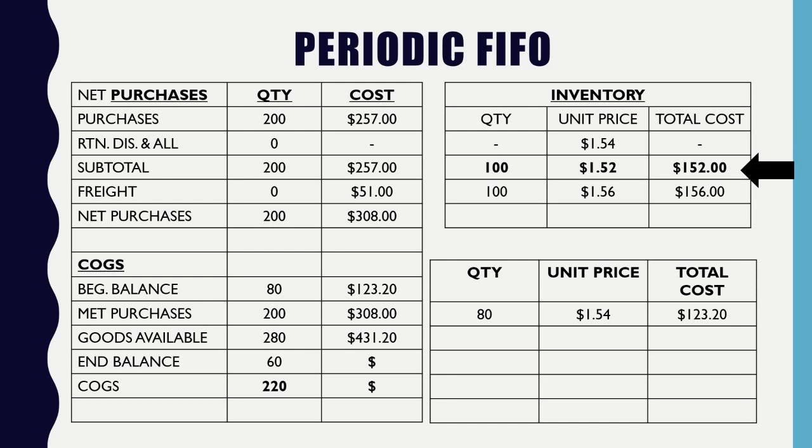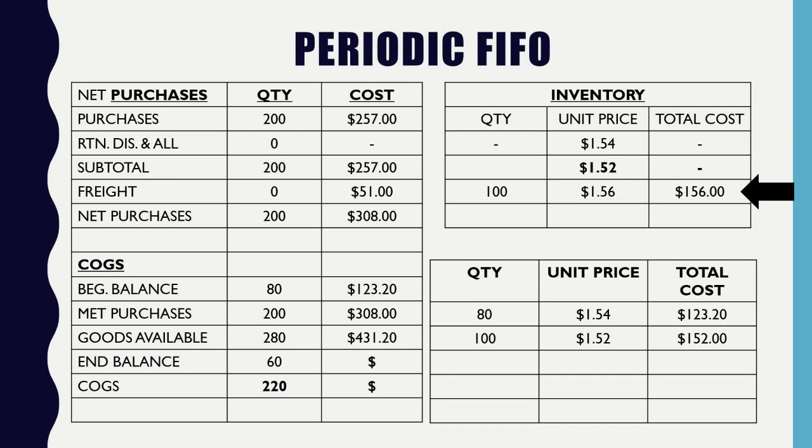So how many more do I need to sell? Well, 220, and we sold 80 of them, so I have 140 left to sell. Then I'm going to dip into my second batch of inventory, which is 100 items. Since I'm taking the whole batch, I can just get rid of that whole thing. So I add my extra 100 right here, and that cost me a total of $152.